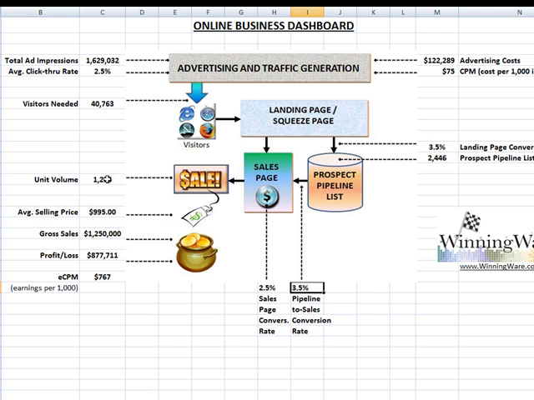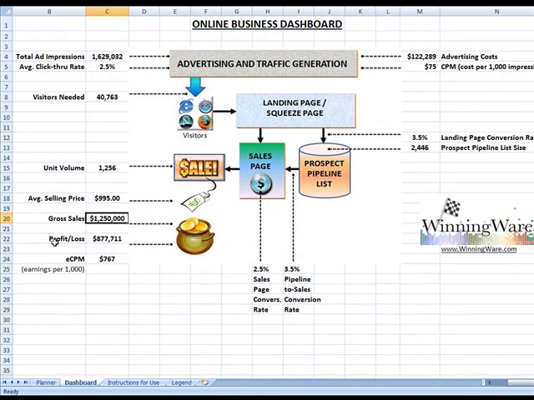This is the unit volume, the number of sales, the average selling price of our product. For each sale, what's the average amount of revenue we're generating? The gross sales amount for the whole period, profit and loss, and earnings per 1,000 ad exposures. So that's pretty much it.